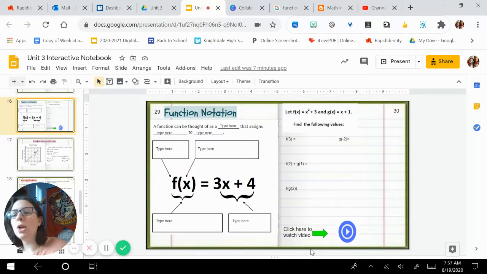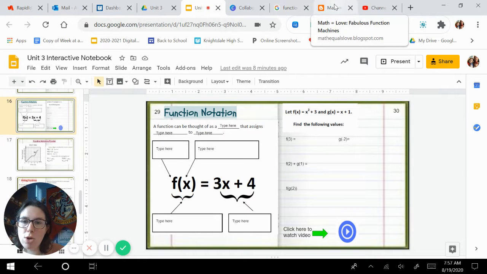So we're going to be learning about function notation, so how we can evaluate functions with their equations and their graphs. So we have this foldable here, and you need to be filling it in as I show you the notes.